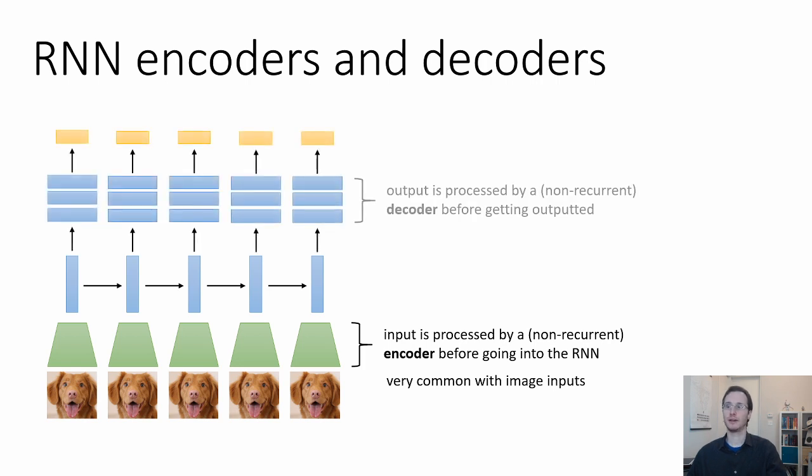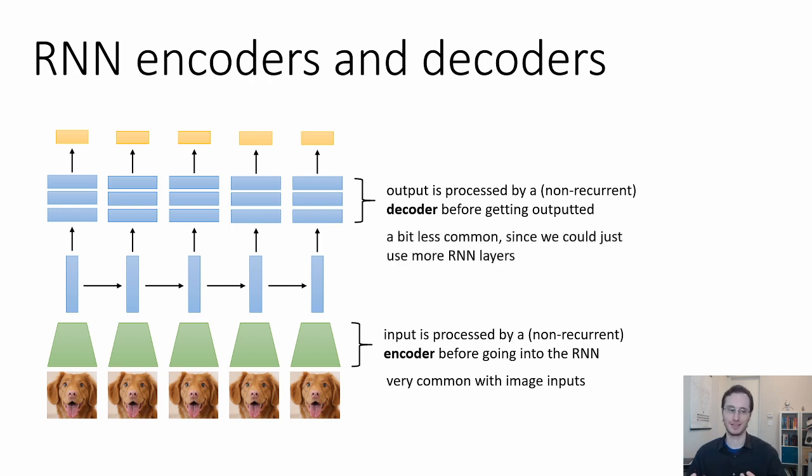Now you could also have some kind of complicated decoder. You could take the output of your RNN or LSTM cell and feed that into multiple layers, maybe multiple fully connected layers, before producing the output. And that's also sometimes done. It's a bit less common, since you could just use more RNN layers. So the feed-forward encoder, using something like convolutional layers, is pretty common, especially for images. The multi-layer decoder is sometimes used, but it's a bit less common.